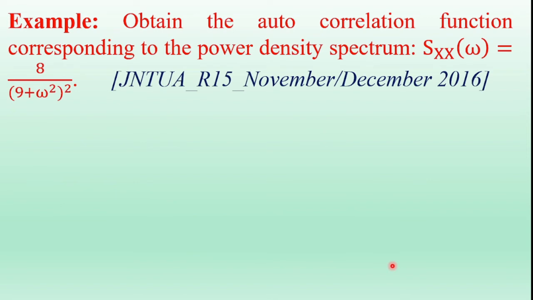Coming to another example, obtain the autocorrelation function corresponding to the power density spectrum Sxx of omega equal to 8 by (9 plus omega square) whole square. So this is the previous examination question. This example is similar to that of the previous example, so we can determine it by the same process as the previous example.